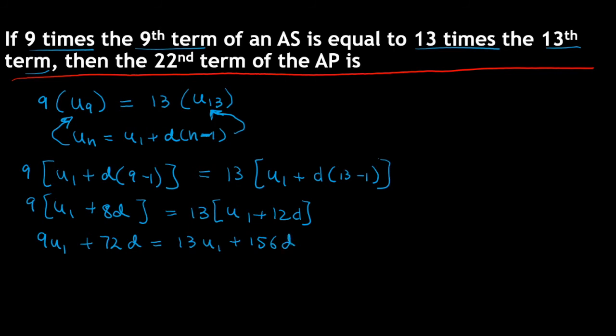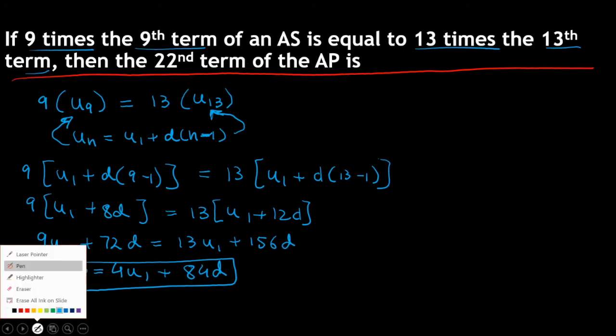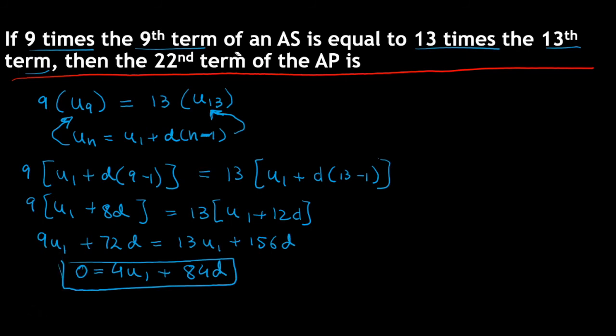Right, let's get all the terms on one end. So we'll get 0 is equal to 4u1 plus 84d. Right, this is what we're left with. Now, what the question is asking us, they want the 22nd term. They want the 22nd term, right?